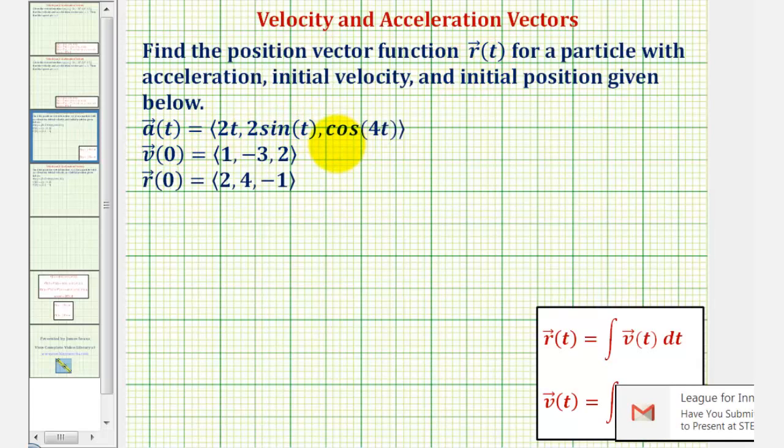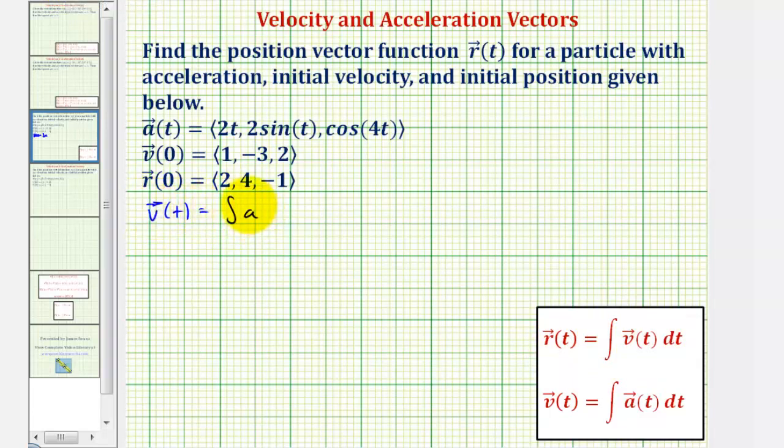Since we're given the acceleration vector valued function, we'll first find the velocity vector valued function by taking the integral of a of t, and then we can find the position vector function r of t by finding the integral of v of t. So we'll first find v of t, which is equal to the integral of a of t, and we're given a of t, so we have the integral of the vector valued function with an x component of 2t, a y component of 2 sine t, and a z component of cosine 4t. And now we'll integrate each component with respect to t.